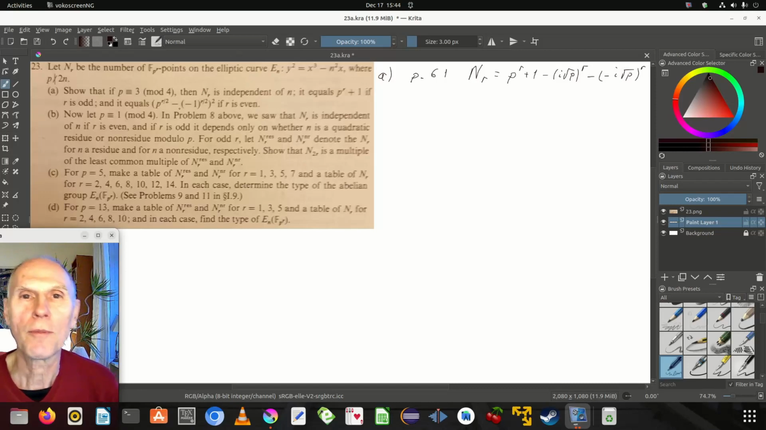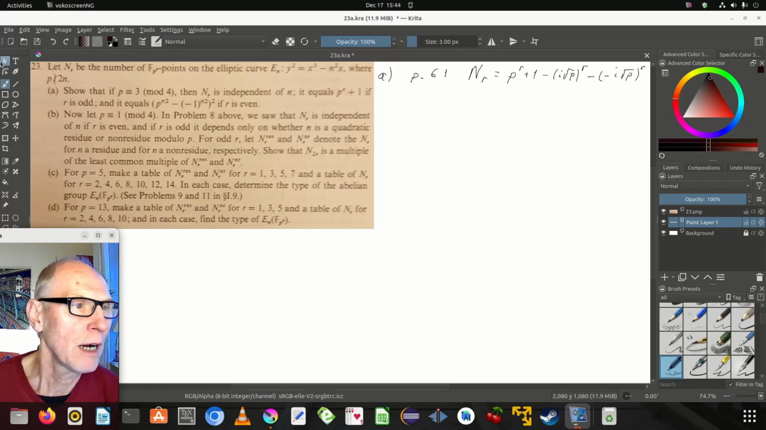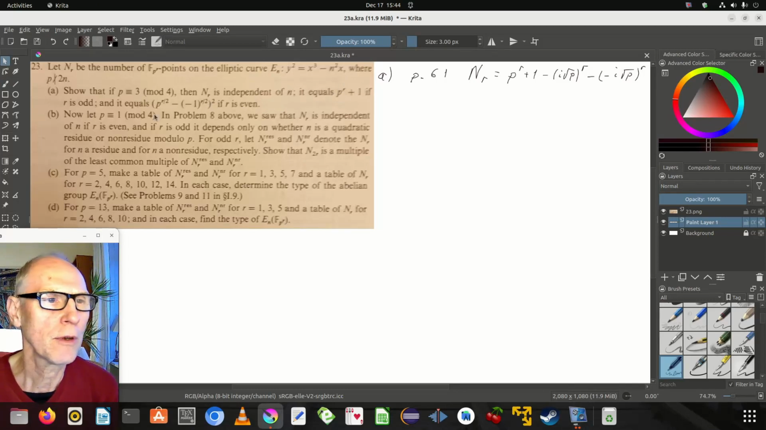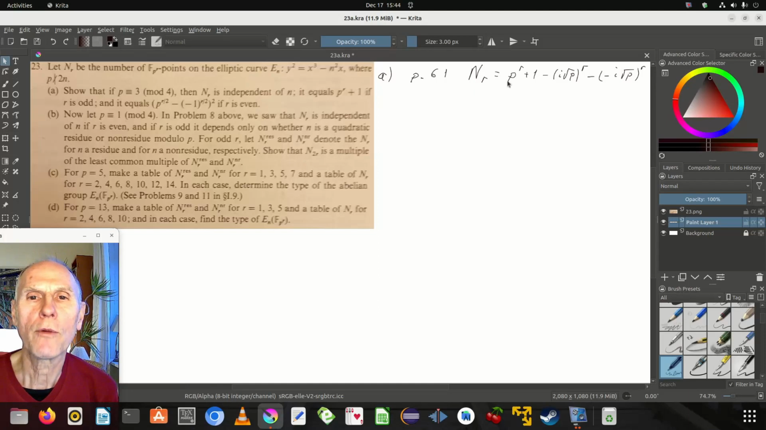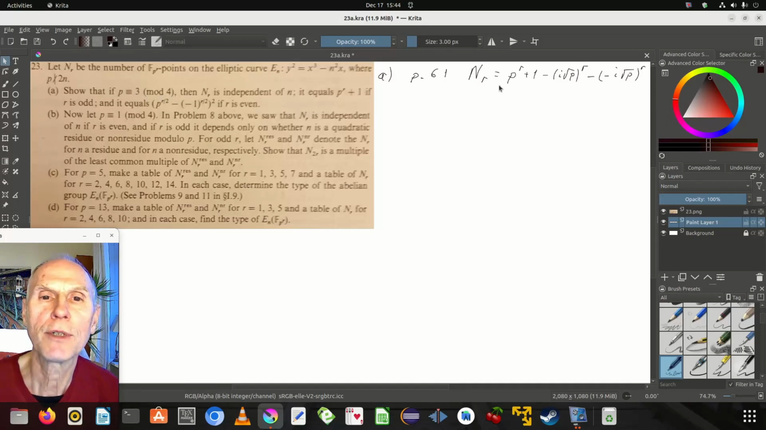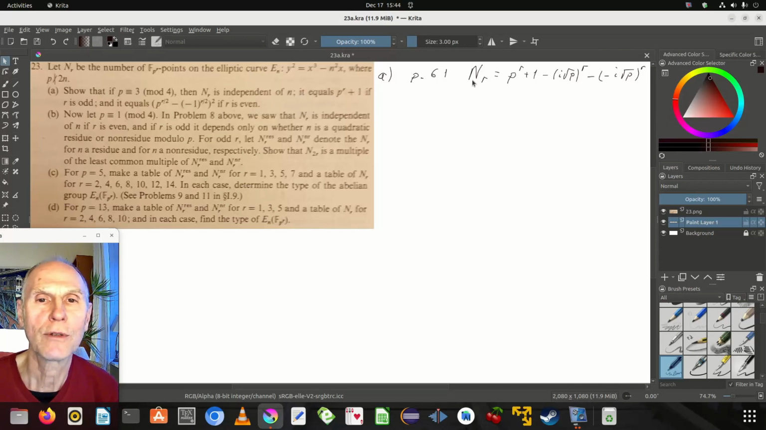I thought I'd just start on problem 23. Part A seems to be very easy, as if it's only meant to derive this equation, because by the proof in the theory section we already have a formula for R when P is equivalent to 3 modulo 4, so it's just a question of finding out what happens if R is odd. No, if R is even, this result follows immediately, but it was actually used. This was known before.